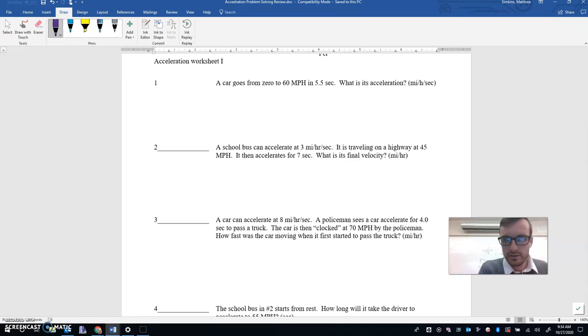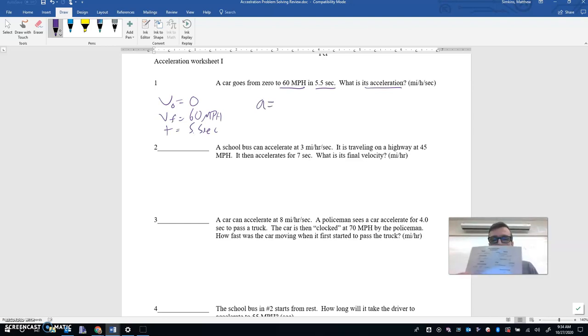All right, so let's go ahead and underline our knowns here. What is acceleration in miles per hour per second? Well, looks like our initial velocity is going to be 0. Our final velocity is going to be 60 miles per hour. And we do that in a time of 5.5 seconds. Now, the question is asking us to find acceleration.